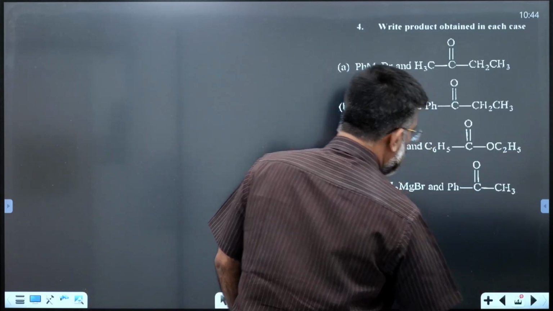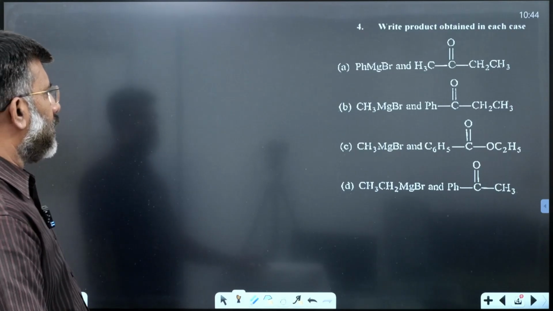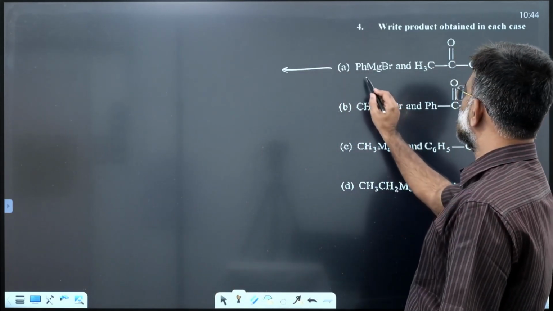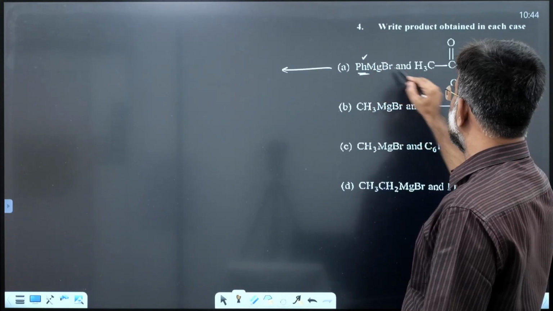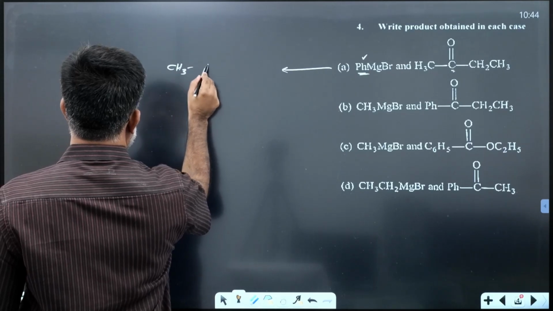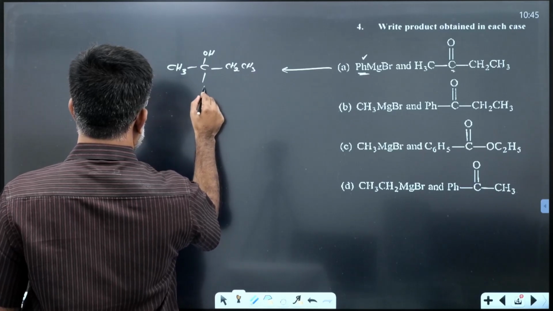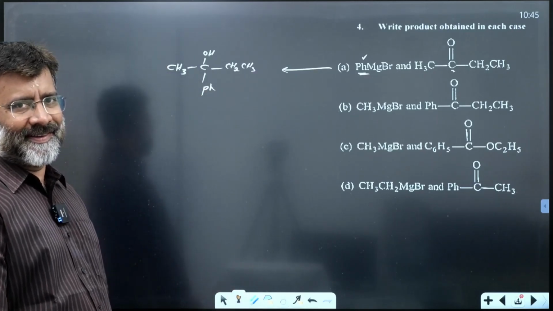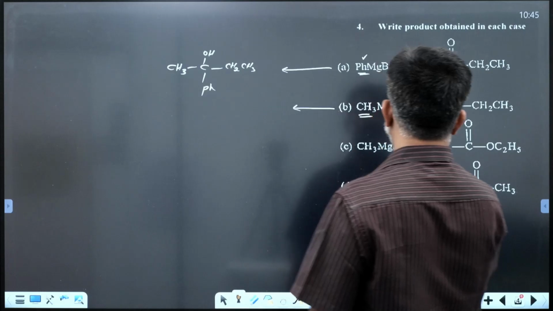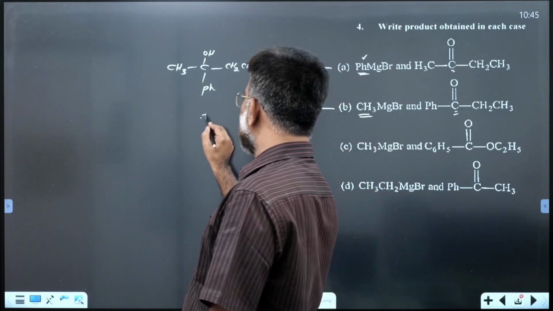Next. Write the product obtained in each case. See what is the product obtained in the first case. You can see this is the Grignard reagent part, so Ph will be coming here and you get a tertiary alcohol, and the product is CH3, COH, CH2, CH3, Ph. That is the product. Fine. What about the second one? This is the Grignard reagent part that will be added here. Hope you understand the product in the first and second case are the same. The same product is obtained.